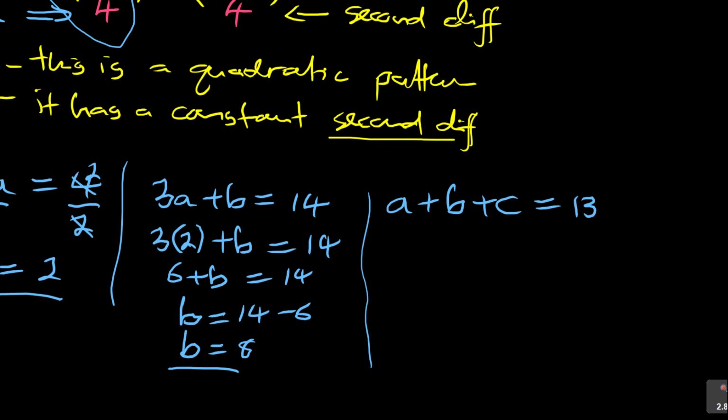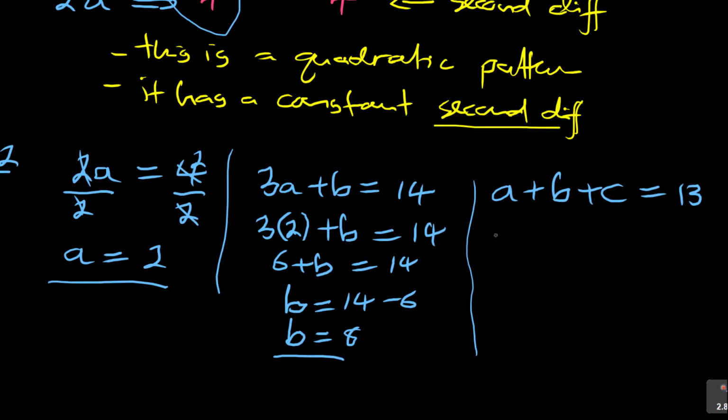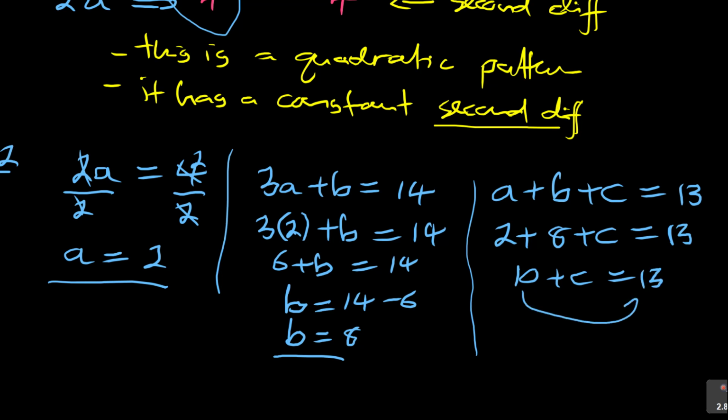Remember, my a is what? My a is 2. So I've got 2 plus b, which is 8, plus c, which is 13. Now 2 plus 8, which is 10, plus c is equal to 13. Now this 10 must join that part. What will I have? c is equal to 13 minus 10, and c is equal to 3. So I've got my a, my b, and my c.